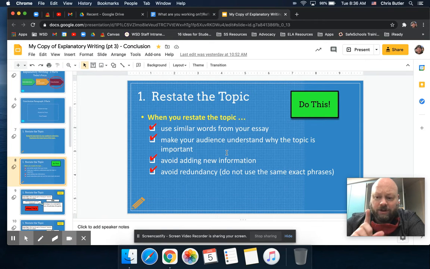Avoid adding new information. This is one of the biggest issues that I see students doing when they're writing essays. In the conclusion paragraph, they think, oh, I forgot to mention this. So they mention it and they talk about something new in their conclusion paragraph. Don't do that. And avoid redundancy. Redundancy means using the same thing over and over. So don't use the exact same phrases. Similar words, not exact same. Okay?